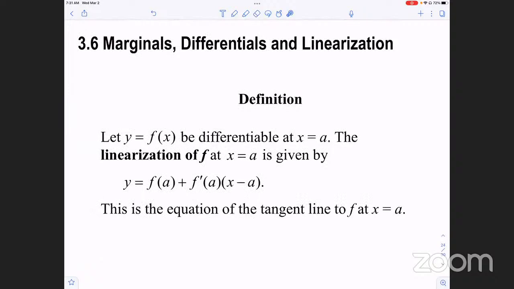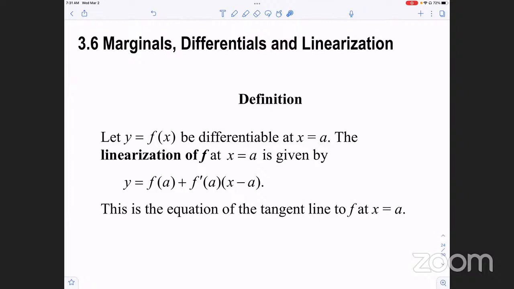The definition, let me see how many slides. Okay. Let y equals f of x be differentiable at x equals a, then the linearization of f at x equals a is given by this. So linearization, I'm under the impression that this basically is a direct way to find the equation of the tangent line at a point. If we consider a curve and a point on that curve, the derivative tells us the slope of the tangent line at that point, right? It only tells us the slope.